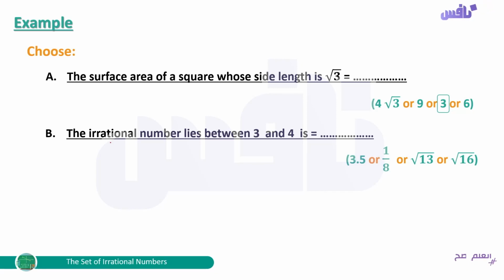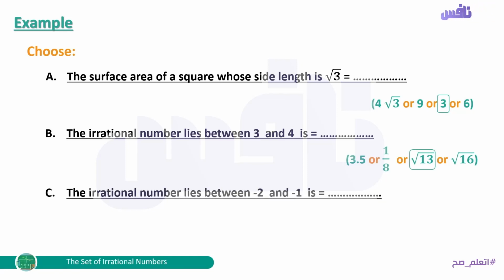Okay? So we're going to choose from these choices an irrational number lies between 3 and 4. And we said that the irrational number must be in the form of a square root or a cubic root or pi. So we're going to check by using calculator. Square root 13 will give you 3.4 approximately. But square root 16 give you 4. So the right answer is square root 13 because square root 13 is irrational number and its value approximately equal 3.4 lies between 3 and 4. So we're going to choose root 13.